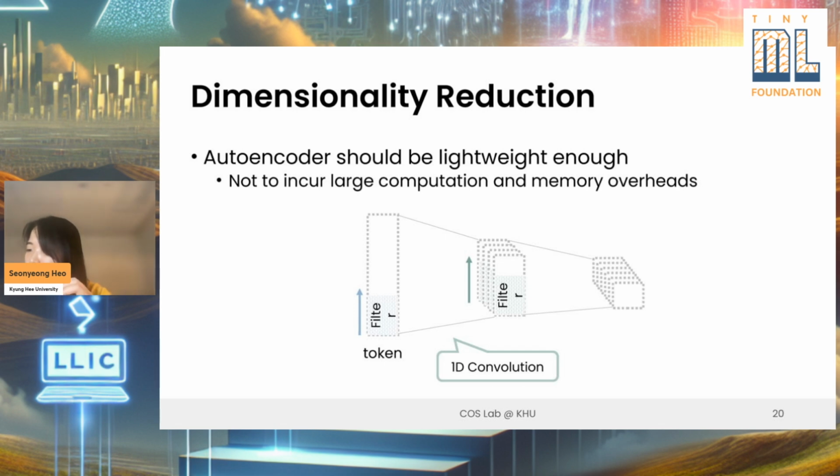So applying the dimensionality reduction dynamically means that we have to run the encoder and decoder in the middle of the model execution. Therefore, we have to make sure that the autoencoder is lightweight enough not to incur large computation and memory overheads. Then we designed a very small autoencoder which applies one convolution to each token of KV. Then it can halve the dimension of the token.